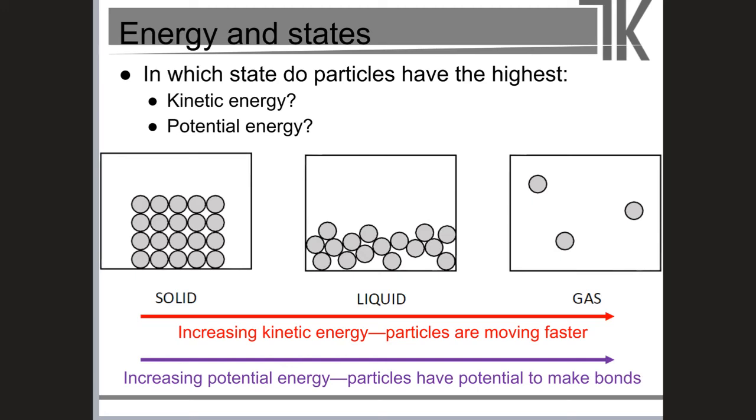Our particles have the potential to make bonds. The solid particles already have very strong bonds with their neighbouring particles. The liquid particles have strong bonds with their neighbouring particles. The gas particles have negligible bonds with their neighbouring particles, so they have more potential to make bonds. They have a higher potential energy.